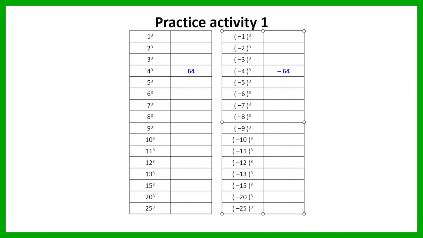Okay, you should be done with that by now. So let's go through each of those. So for 1 cubed, it's just 1 because 1 times 1 times 1 will always just be 1. Then we've got 2 cubed is 8. 3 cubed is 27. We already did 4 cubed, which was 64. 5 cubed is 125. 6 cubed is 216. 7 cubed is 343. 8 cubed is 512. 9 cubed is 729. 10 cubed is 1,000.